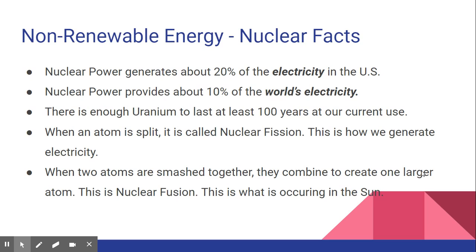Fusion is what's occurring in our sun. The sun has such massive amounts of heat and pressure that it's able to smash together atoms to create energy. And that energy leaving the sun from fusion is what we see as light.